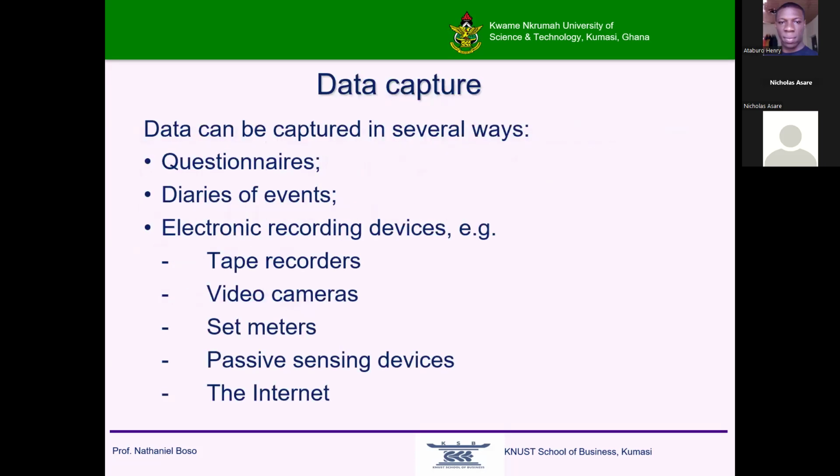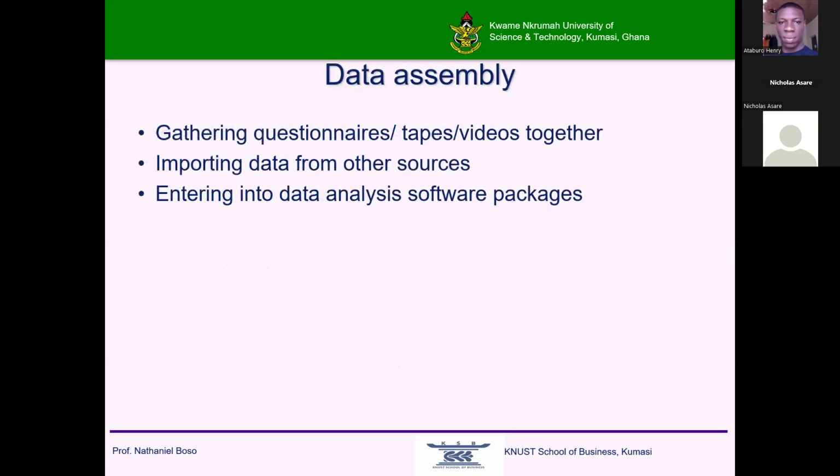Okay, so when it comes to data capture, how can it be captured? These are familiar to us. You can capture data using a questionnaire, diaries of events, keeping a diary, that is keeping notes on events. And then you can use electronic recording devices like tape recorders, video cameras, meters, then passive sensing devices like RFIDs, and the internet, depending on where the data you are interested in exists and the form in which they exist and what you think is the best way to capture them. Assembling data.